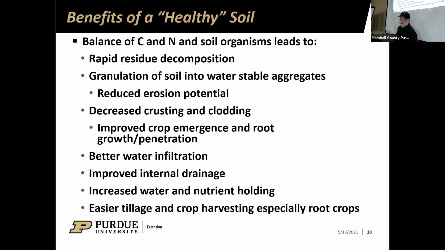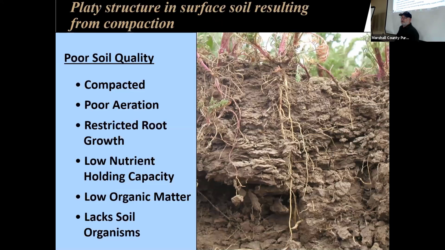I remember a farmer that tilled his soil too many times with a chisel plow when it was wet, and you could have played basketball on that soil due to the destruction of our soil structure on that upper soil. So a healthy soil gives better water infiltration, internal drainage, and increased water holding capacity, and it's easier to manage that soil.